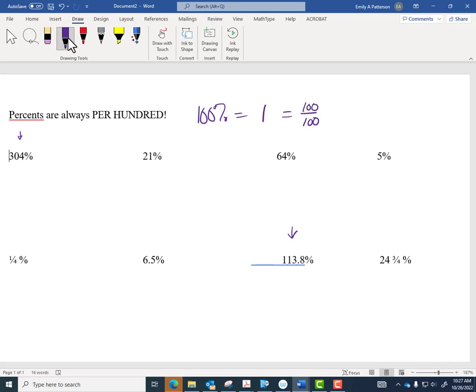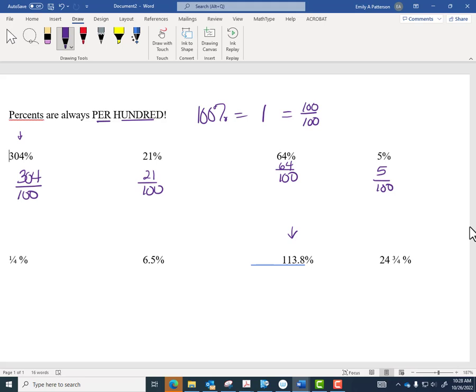So let's talk about this. When we say percents are always per 100, that means we can convert by simply placing every percent value per 100. This is 21%, or 21 per 100. This is 64%, or 64 per 100. And of course we have to reduce these fractions. So we have 5 per 100. So that's the easy setup, taking every single percent and placing it over 100, percents per 100%.